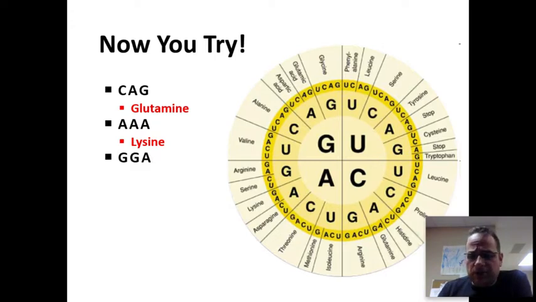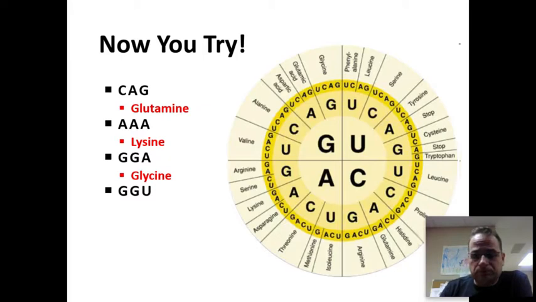GGA. I'm going to give you a minute to look at that one. So let's start. G. And I'm going to go up to G. And then A. Glycine. Next one, GGU. I'm going to give you a minute.